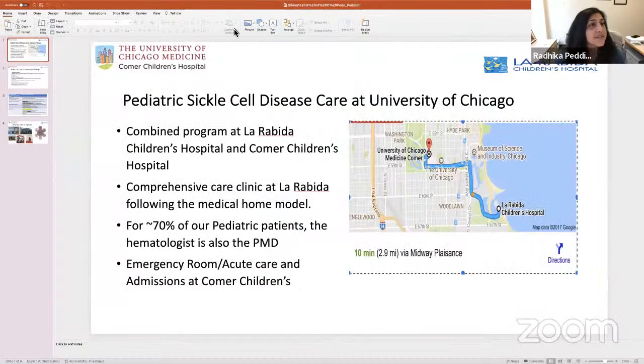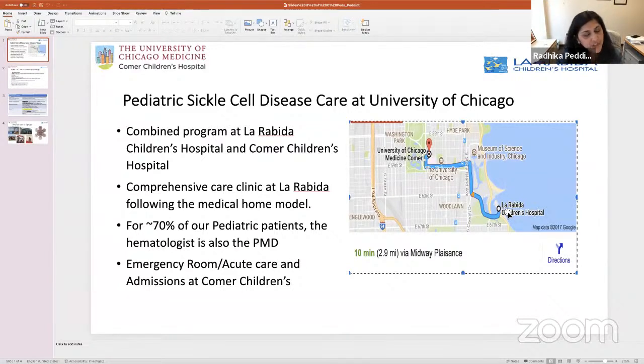All right. So hi, I'm Radhika Pedinti. I am a pediatric hematologist oncologist at the University of Chicago. And at the University of Chicago, our pediatric sickle cell care is divided between Laura Beta Children's Hospital, which is over here, I put a map in there just so folks know where things are. Laura Beta is here. It's on the lake. It's a chronic disease hospital.